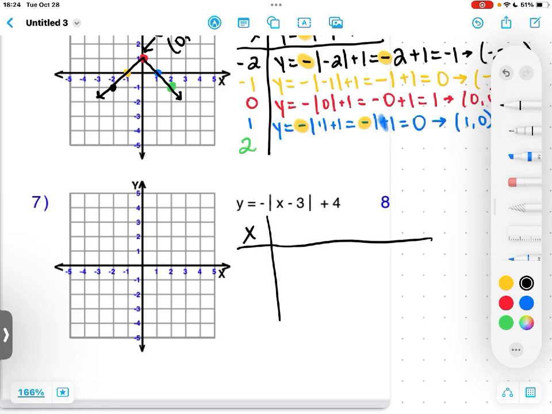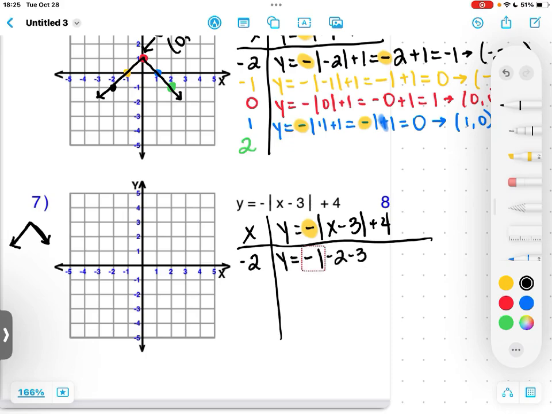y equals a negative absolute value of x minus 3 plus 4. This one gets kind of high. So I'm going to start off with negative 2. Pay attention, you have a negative on the outside. With this negative on the outside, that just means that my V is going to be shaped downward. I'm going to be going in the downward direction, and that's all because of the negative on the outside.